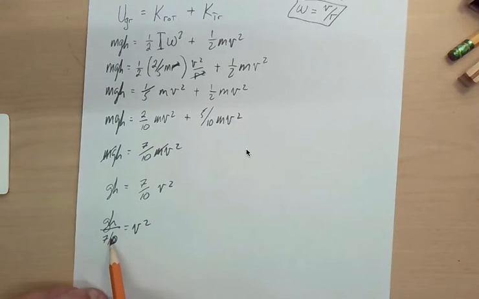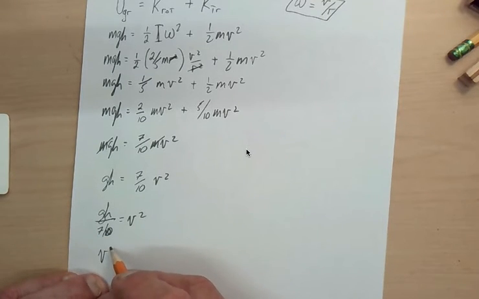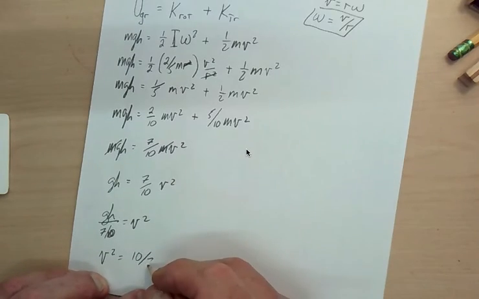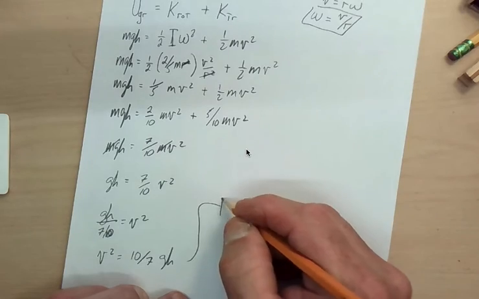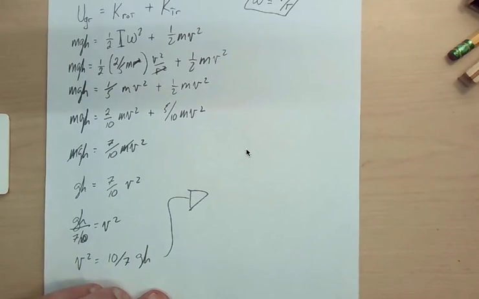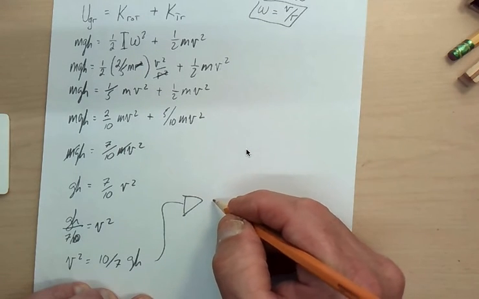But let's multiply by the reciprocal. So dividing by 7/10 is the same thing as multiplying by 10/7. So v squared is 10/7 g times h. So how fast does a solid sphere get going if it is released from rest at the top of a ramp? How fast does it get going?